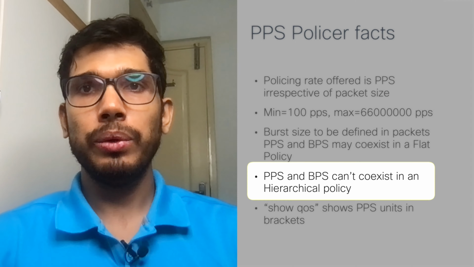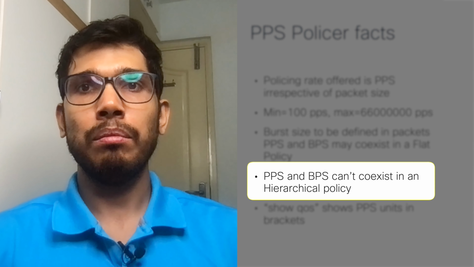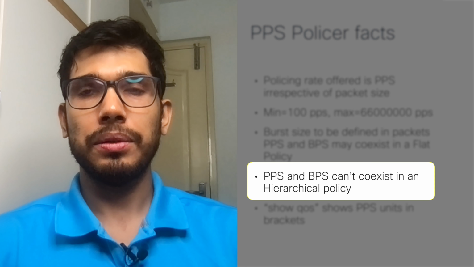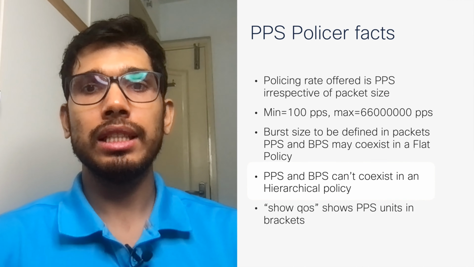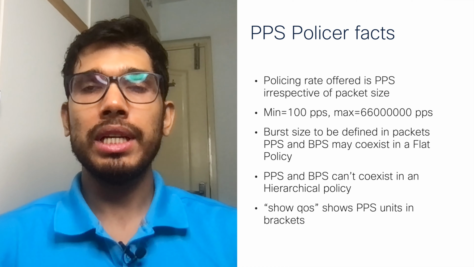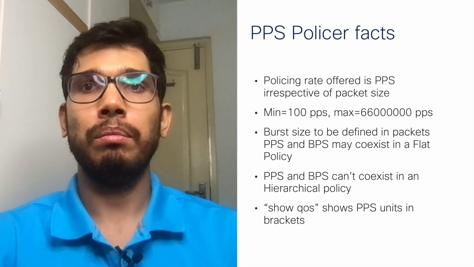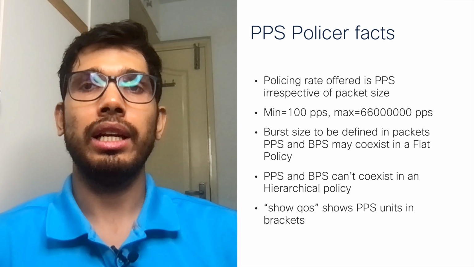However, when we have hierarchical policing, the parent and child must use the same unit. That means if my parent is defined in PPS, all my child classes must have a policer defined in PPS. They cannot use a policer defined in bits per second or kilobits per second.